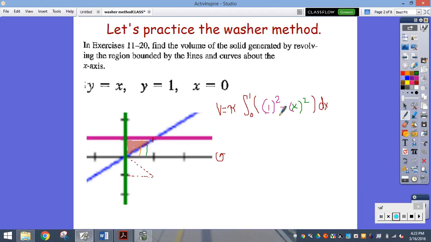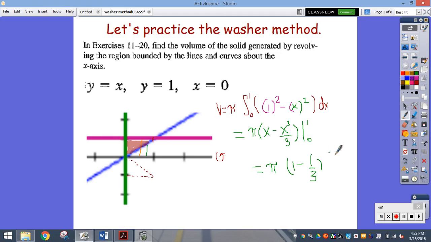So then I have my integral all set up. I can simplify and integrate. So simplifying 1 squared would just be 1. So when I integrate that, I get x. And then simplifying x squared, well, that's just x squared. And so when I integrate that, I get x cubed over 3. And then I evaluate from 0 to 1. If I plug in 0, I get 0. So I'm just plugging in the 1. So that would be 1 minus 1/3.